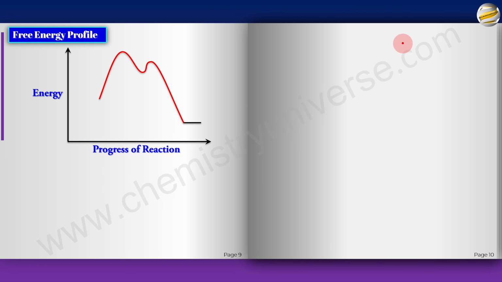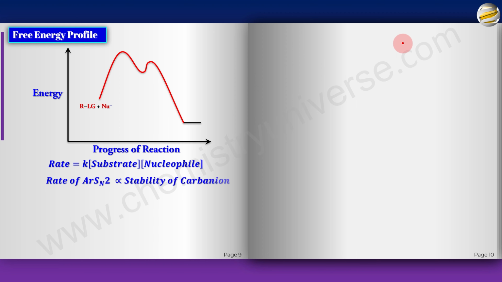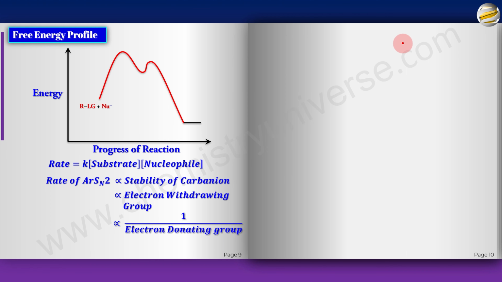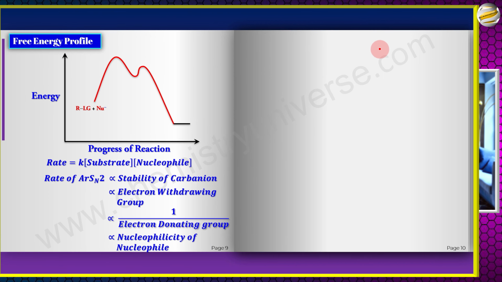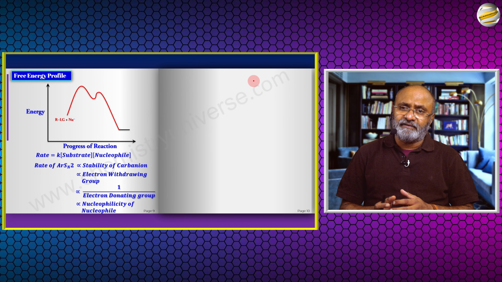The first step is the RDS, which is why it has a bigger activation energy. And since the first step is RDS, the rate law would be rate equals k into substrate into nucleophile. And the rate of SNAr would be directly related to the stability of the carbanion formed, which is why you need strong withdrawing groups at ortho-para. Directly proportional to the electron withdrawing groups. Inverse to the electron donating groups. In fact, electron donating groups don't even show SNAr. And nucleophilicity of the nucleophile. Now I'm going to contradict this shortly.